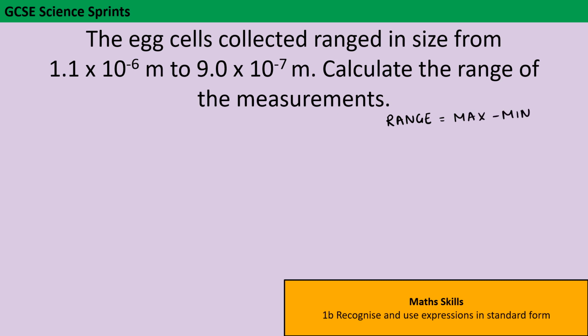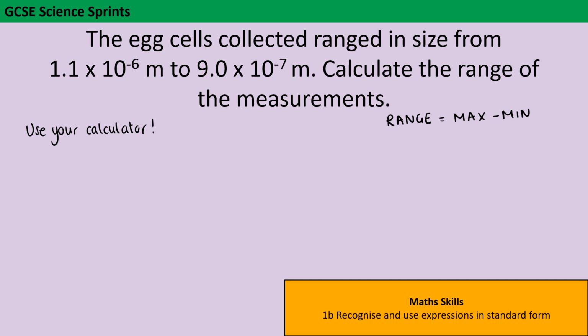Now, assuming that you're happy using your scientific calculator, this shouldn't be a challenging question for you and you should just use your calculator. But there is a small chance that your calculator is not working and therefore we should know how to do this. So the key to answering this question, if you haven't got a scientific calculator to do it for you, is that you want to convert these numbers so that one of them isn't actually in standard form anymore, and therefore the two of them have the same power of 10. You can see right now we've got 1.1 times 10 to the minus 6, but we've got 9 times 10 to the minus 7.